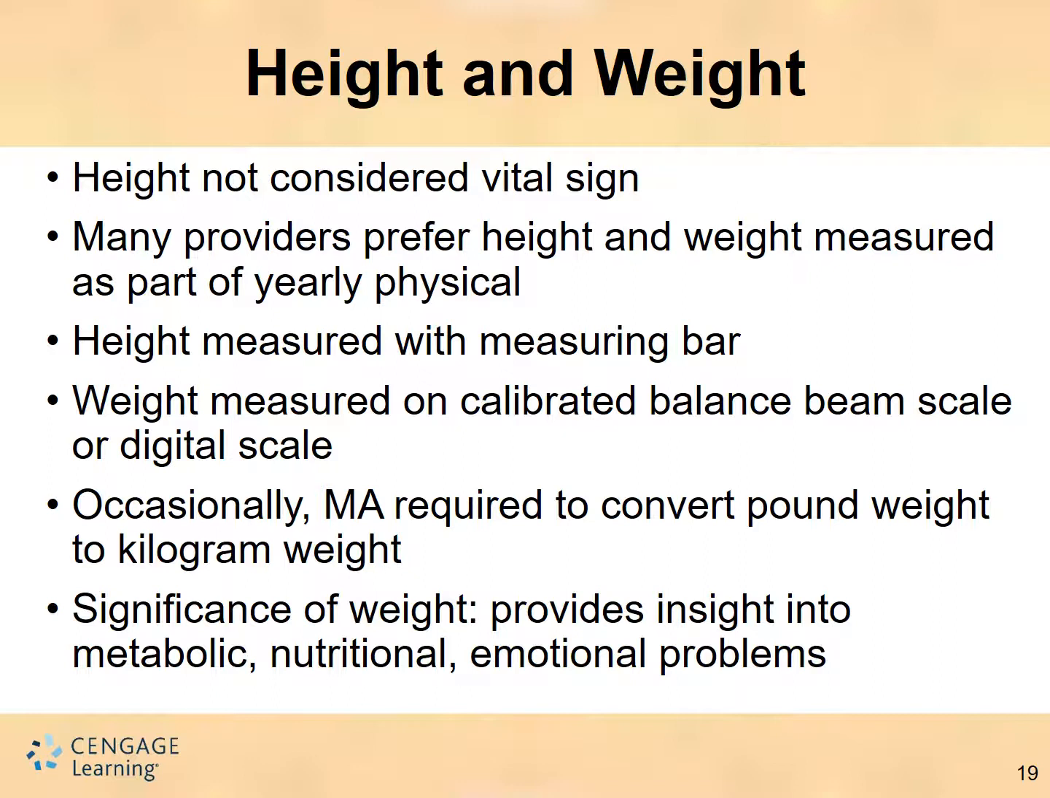Height and weight are not considered a vital sign, but it's often measured as part of a yearly physical. In health centers, you need to do height and weight at least annually for UDS measures to be compliant. Height is measured with a measuring bar, and weight is measured on a calibrated balance beam scale or digital scale. Occasionally, you might be required to convert pound weight to kilogram weight, and the significance of the weight provides insight into metabolic, nutritional, and emotional problems.